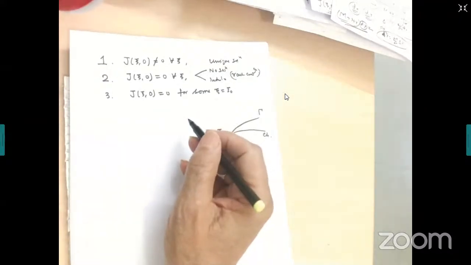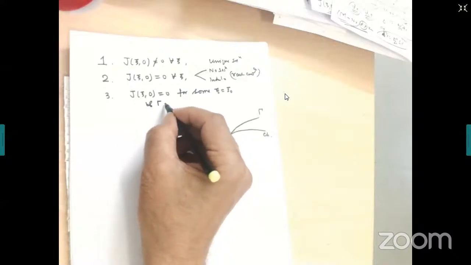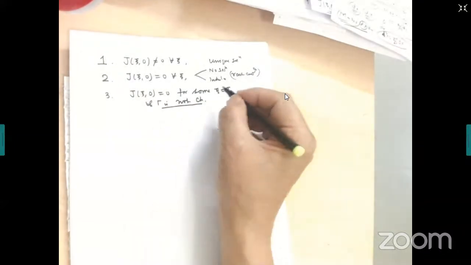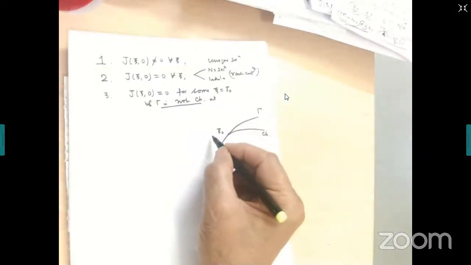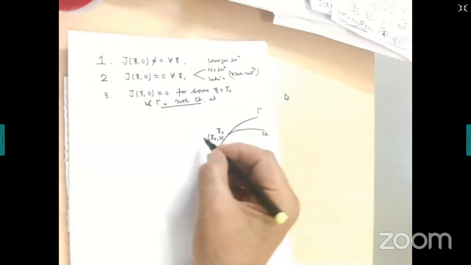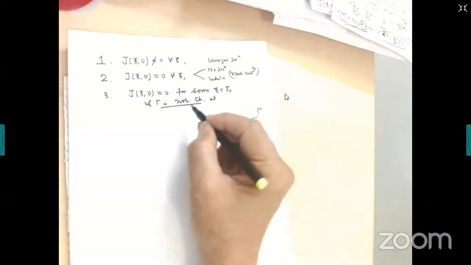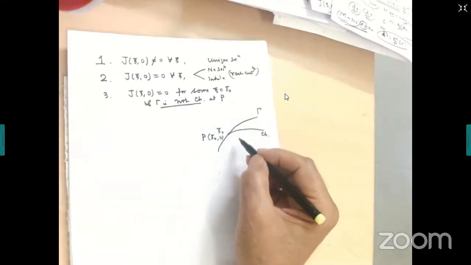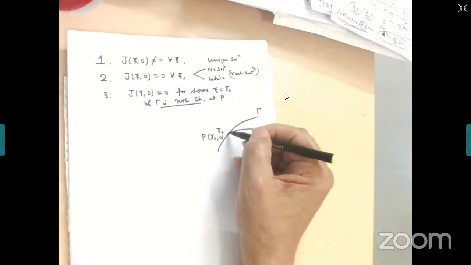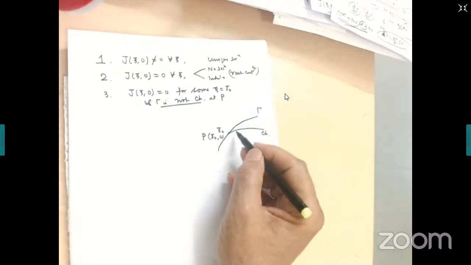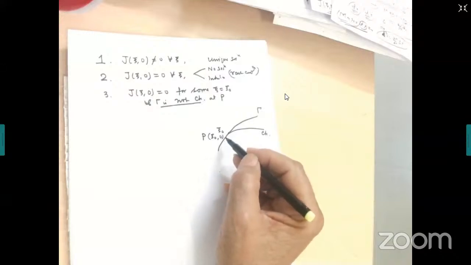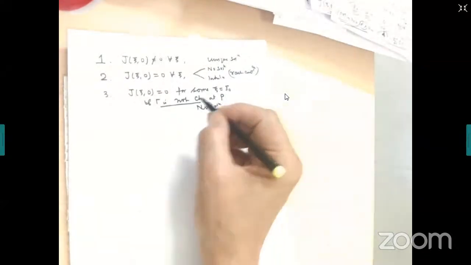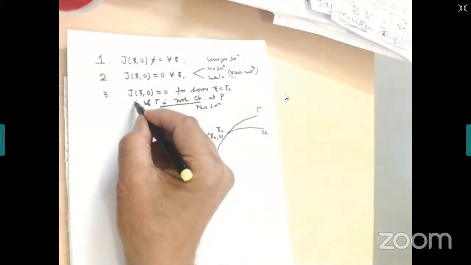If gamma is not a characteristic at this point, where xi naught is 0, let me call this point P. If gamma is not characteristic at P, what does it mean? It means the tangent to the characteristic curve and the tangent to the given curve are not coincident, and then there is no solution. So this is one case.